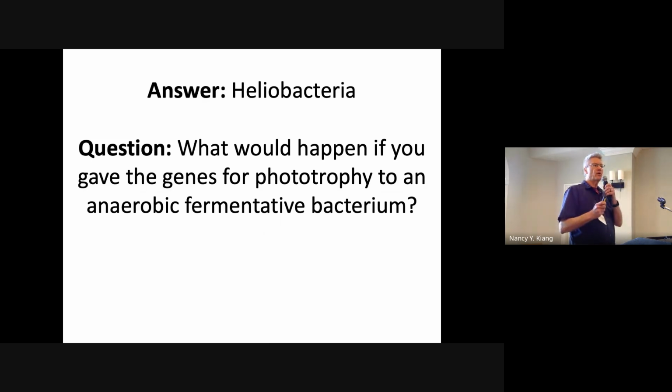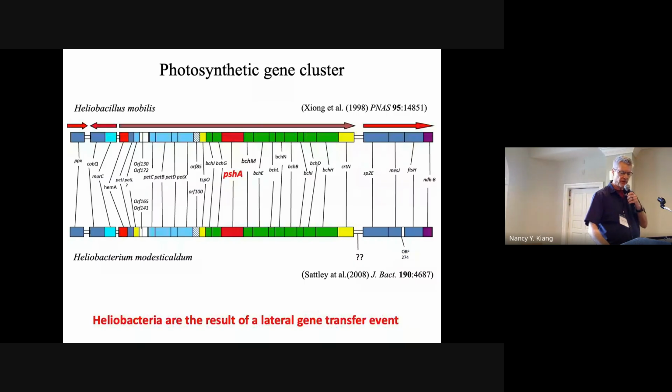So they're the answer to the question, what would you get if you took an anaerobic soil organism like Clostridia and gave it the genes for phototrophy? And here are those genes. There's a gene cluster in all the heliobacteria. You have the pigment synthesis genes, the photochemical reaction center, cytochrome bc, and the cytochrome in between.